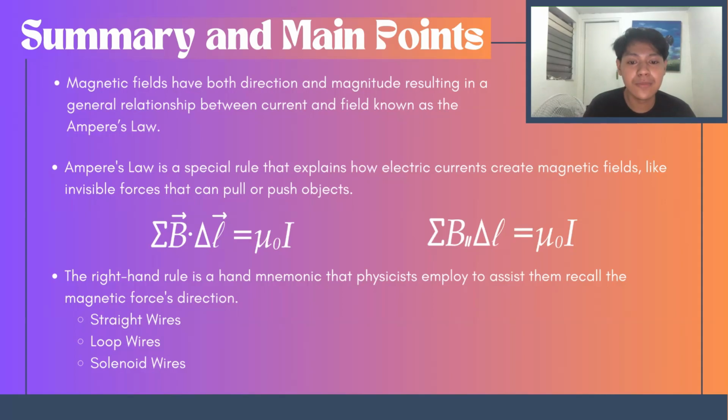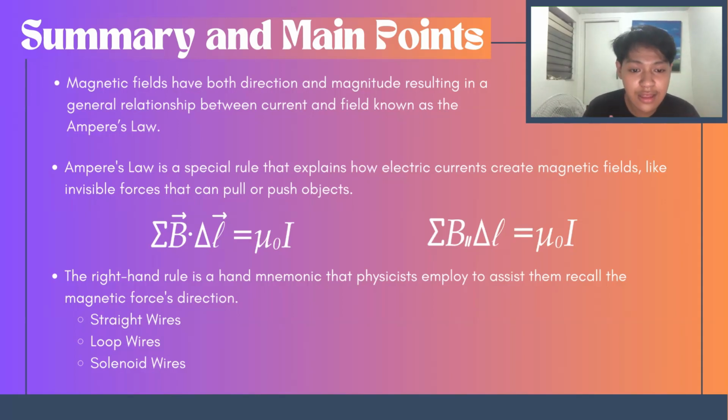as Ampere's law. Ampere's law is a special rule that explains how electrical currents create magnetic fields, like invisible forces that can pull or push objects. It is like when a light switch turns on a light bulb and the electricity flows through the wires in the wall to the light bulb. It helps us understand how big magnetic fields are made by lots of electrical currents, like in a big machine that uses electricity, and helps us design and make the machine work better.